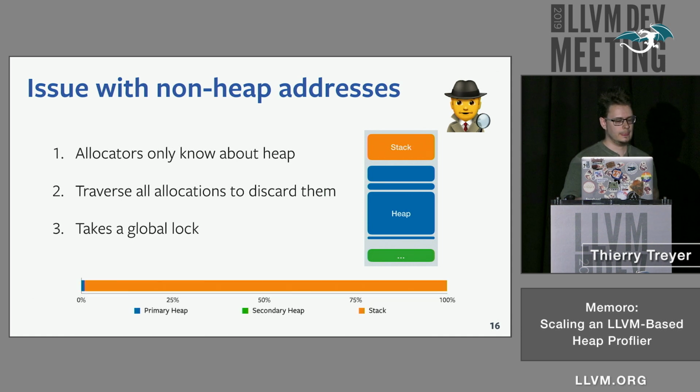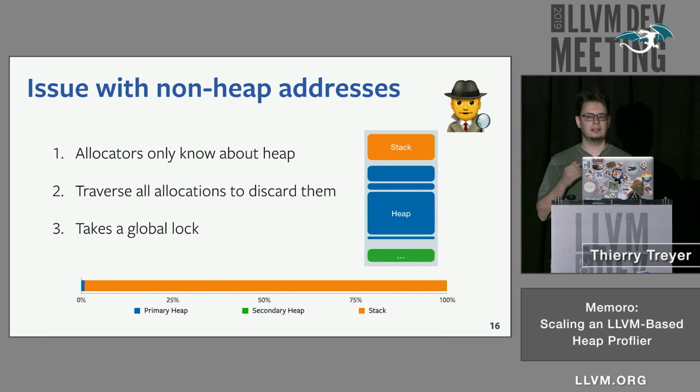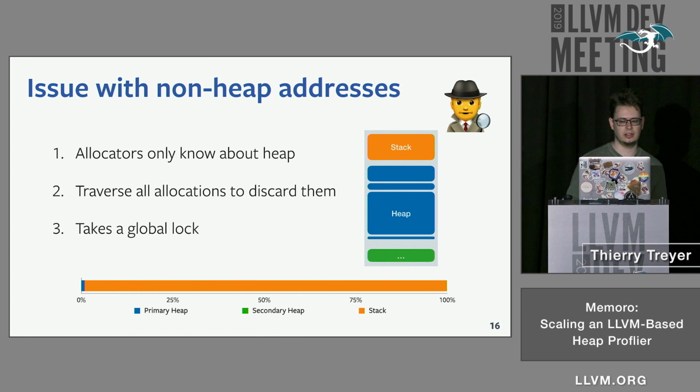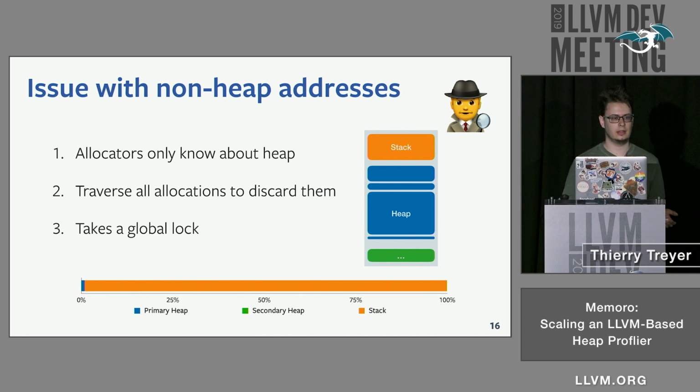So imagine now having thousands of threads checking stack addresses at the same time, fighting on that lock, trying to discard those stack addresses. This is the reason why we're spending so much time just discarding those stack addresses.